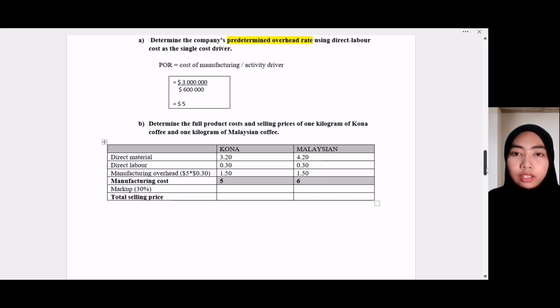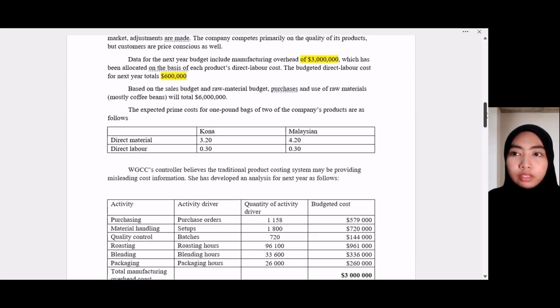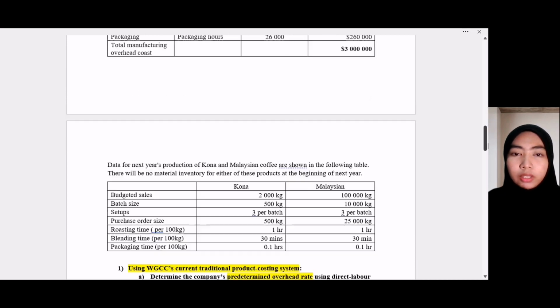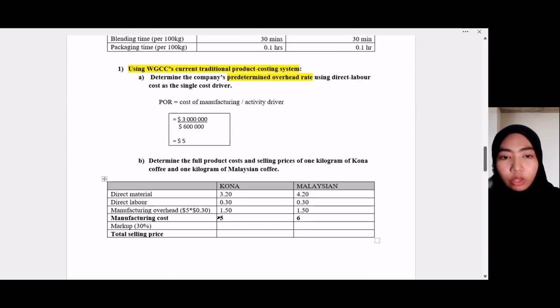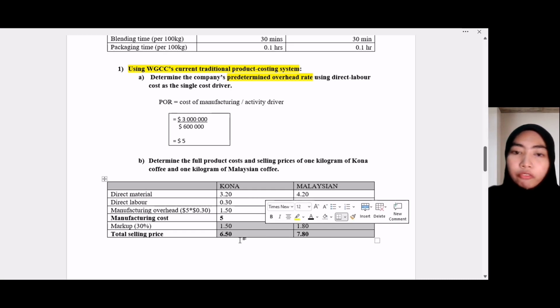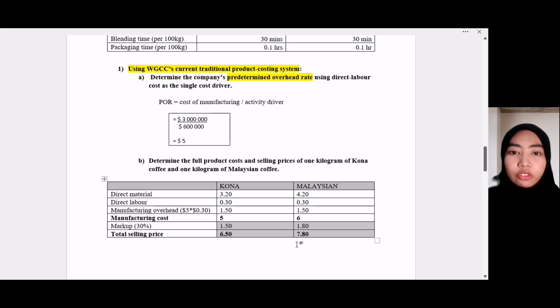For the selling price, the question mentions it is marked up 30% from the cost. So from the manufacturing cost that we just found, we add 30%. For Konas coffee, we mark up $1.5 and for Malaysian coffee, we mark up $1.8. So the total selling price is $6.5 for Konas coffee and $7.8 for Malaysian coffee. That is the selling price for 1 kilogram of Konas coffee and 1 kilogram of Malaysian coffee.